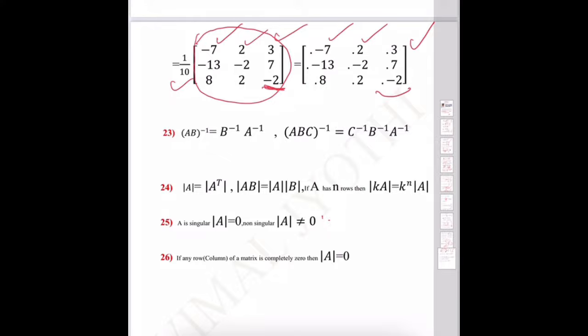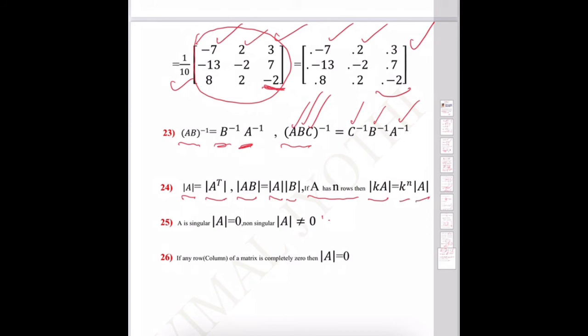Next, inverse of AB equal to B inverse A inverse. Inverse of ABC equal to C inverse, B inverse and A inverse. Next, determinant of A equal to determinant of A transpose, and determinant of AB equal to determinant of A into determinant of B. If A has n rows and K is a constant, then determinant of KA equal to K power n into determinant of A.